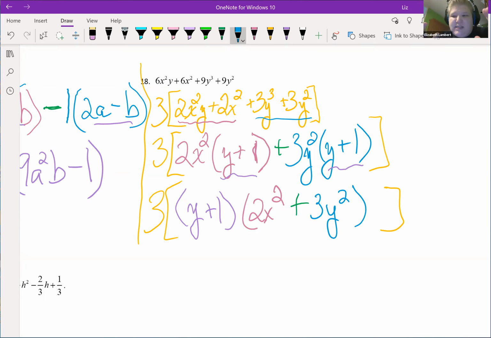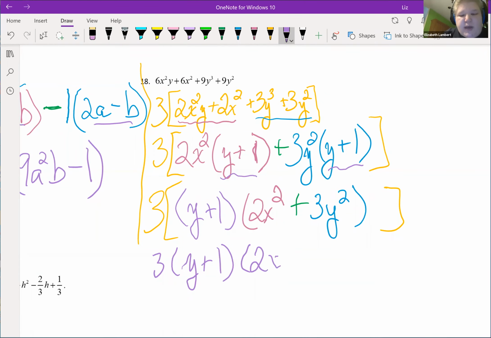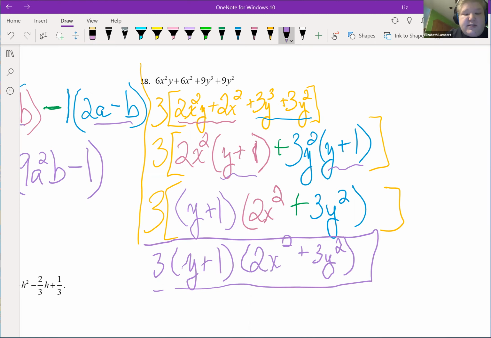We wouldn't need a second set of parentheses around here because multiplying these two and then multiplying by 3, the order I do that in doesn't matter. So our final answer, we're just going to have that 3 hanging out up front, the y plus 1, and the 2x squared plus 3y squared. That would be our final answer.